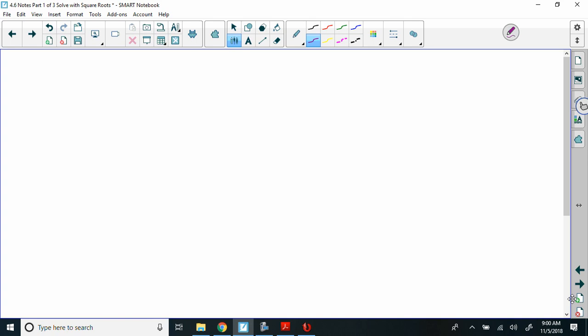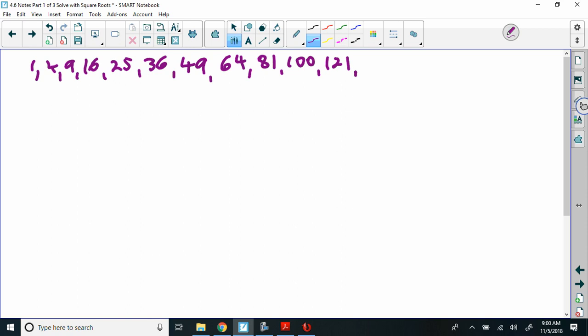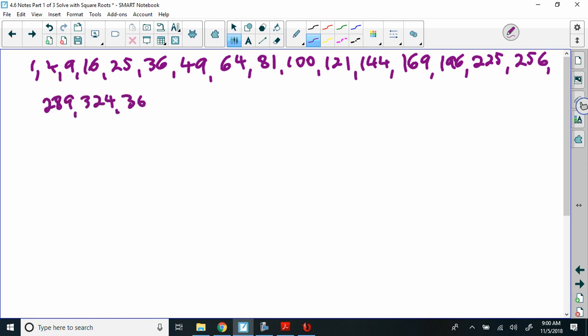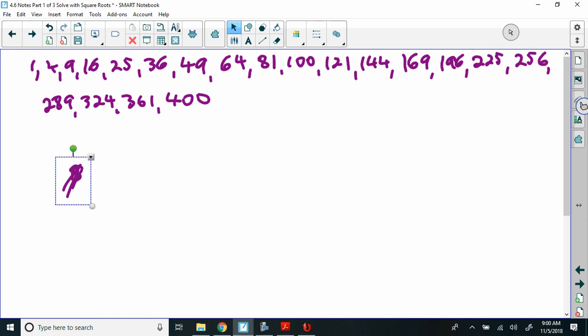Just in case you forgot your perfect squares, they're 1, 4, 9, 16, 25, 36, 49, 64, 81, 100, 121, 144. I always forget 13 squared. It's 1 something. 169, and then 196, 225, 256, 289, 324, 361, 400. Some other notable ones: oh, my smartboard doesn't like me today. 900 is a perfect square.